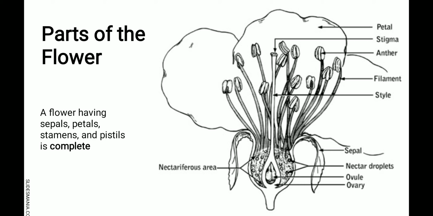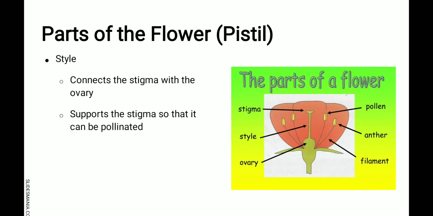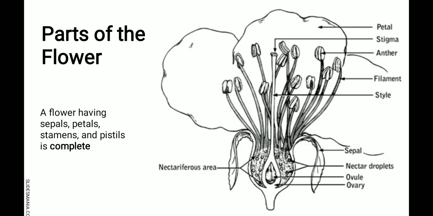So here, the flower having sepals, petals, stamens, and pistils. So as you can see, these are the parts of flower. Then they are called as complete. Okay, they are called as complete. So, if there are sepals, petals, stamens, and the pistils.